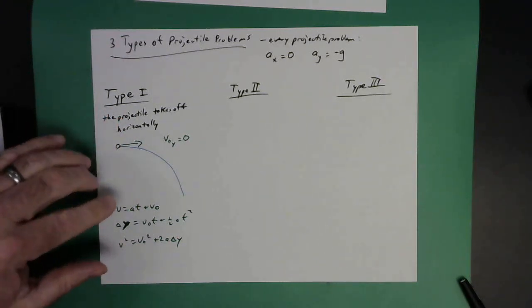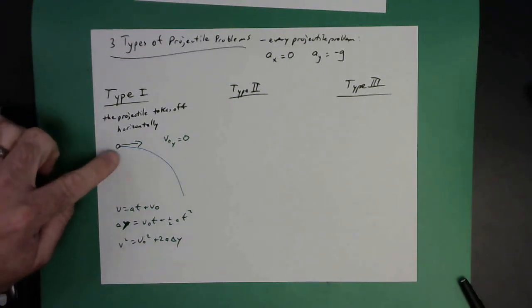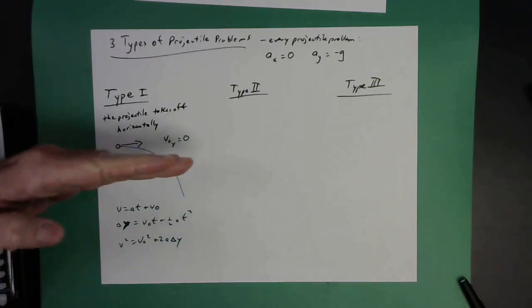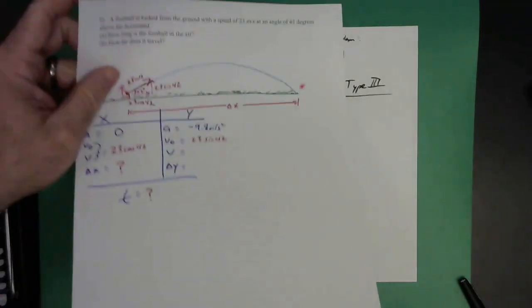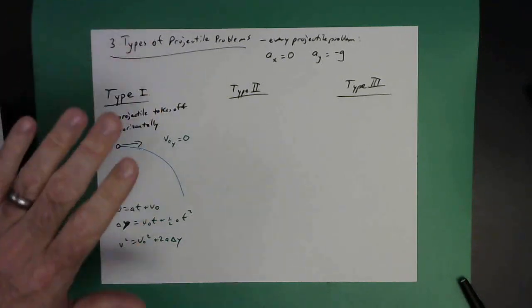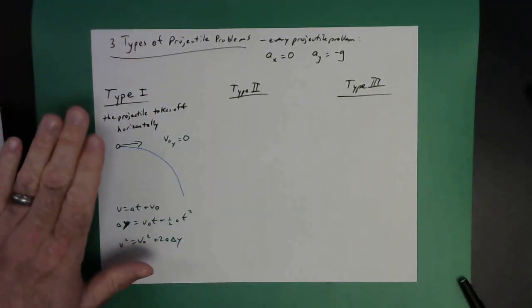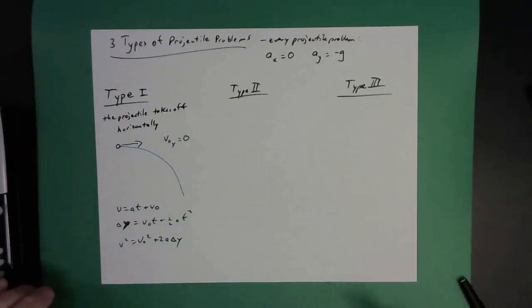So type 1s, the math of them is actually not too bad. The other nice thing about a type 1 is because it takes off horizontally and has no vertical part, you don't have to split the starting velocity up into pieces like this, which makes type 1s usually like the first problems you tend to get taught in a physics class, tend to be type 1s. They're just slightly easier than the others.